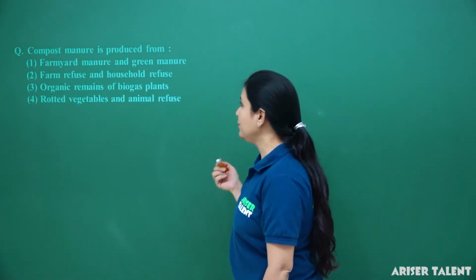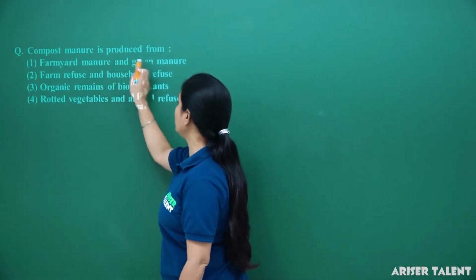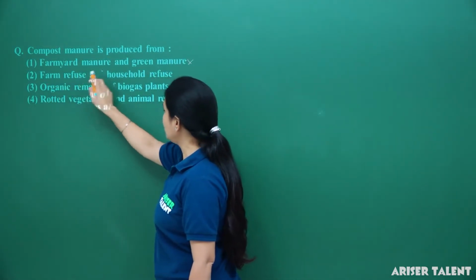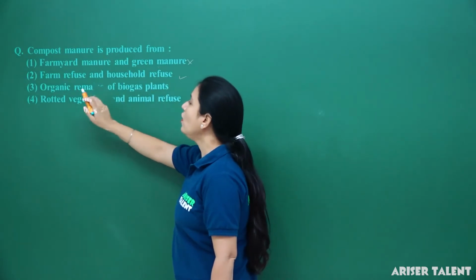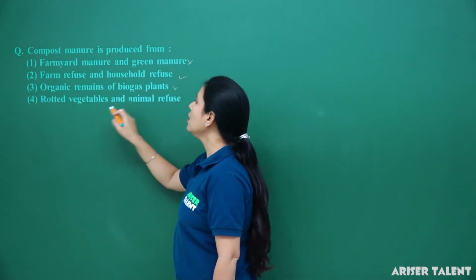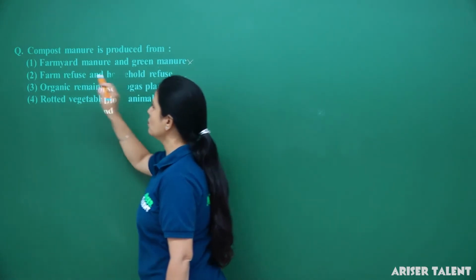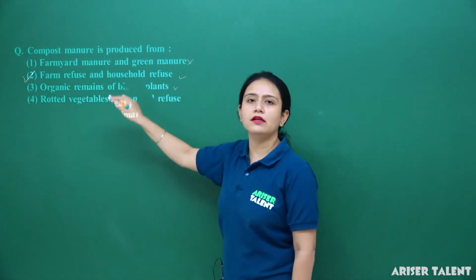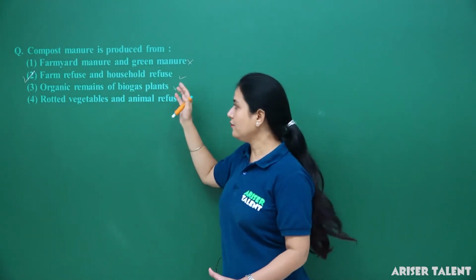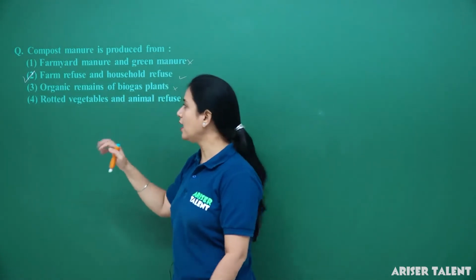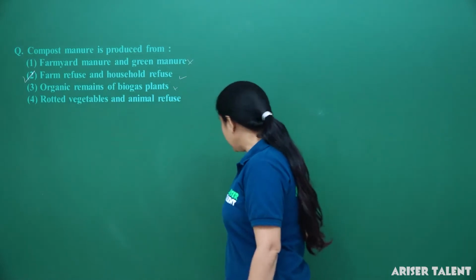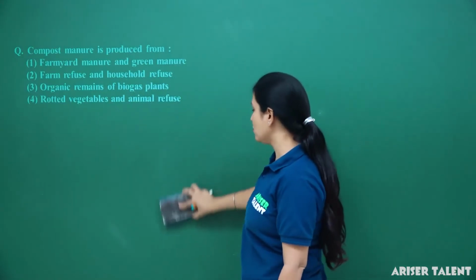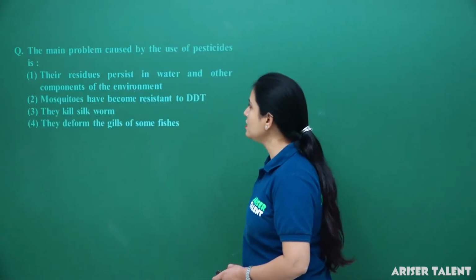Compost manure is produced from farmyard manure and green manure? No, that is known as farmyard manure. Farm refuse and household refuse? Yes, it can be. Organic remains of biogas plants? No. Rotten vegetables and animal refuse? No. So compost manure is generally made from farm refuse and household refuse. When we keep all those things in a pit, then the compost manure is made. Clear? So option 2 is the correct answer. When you keep the farm refuse and household refuse in a pit, compost manure is formed.